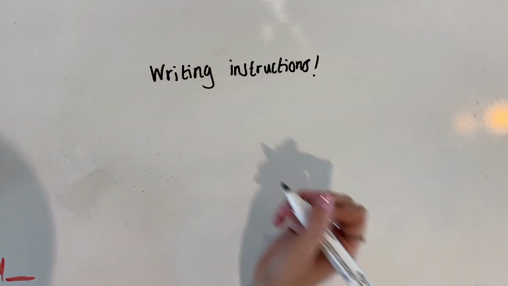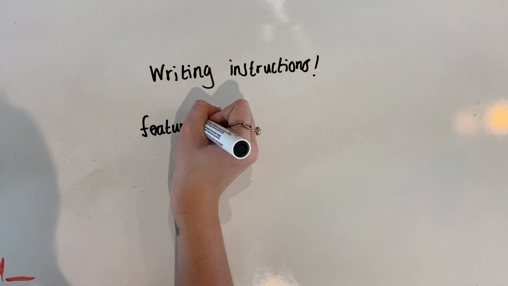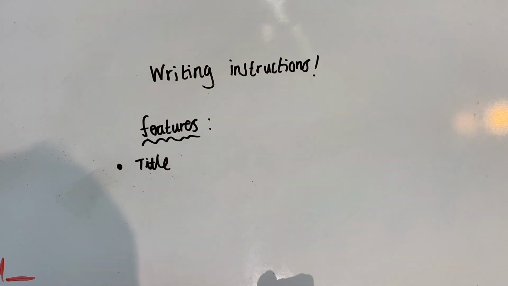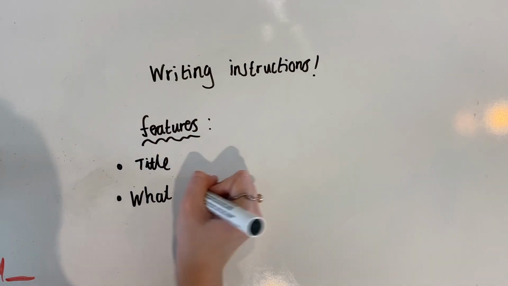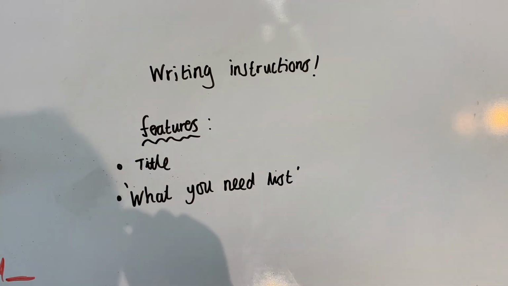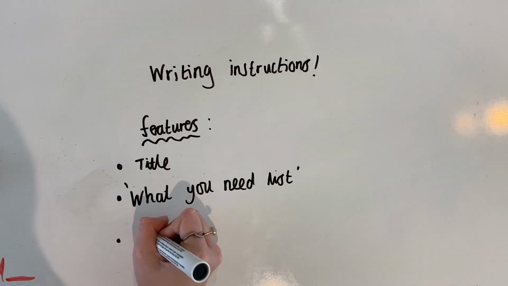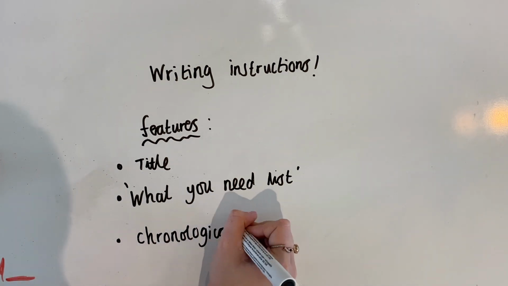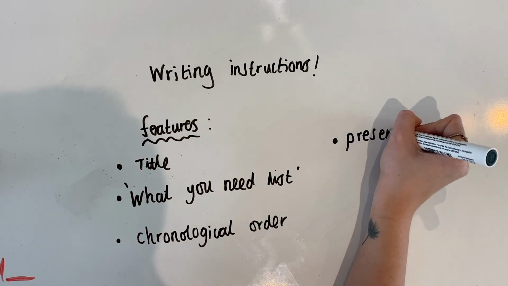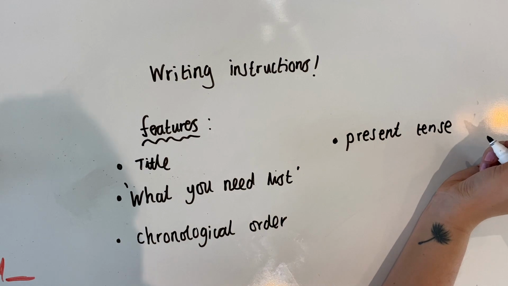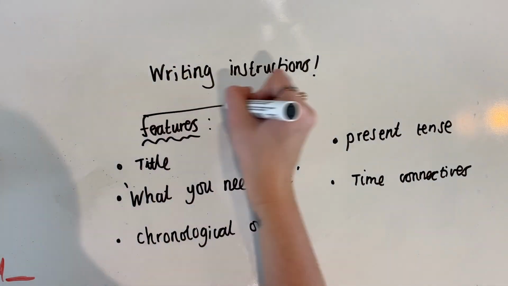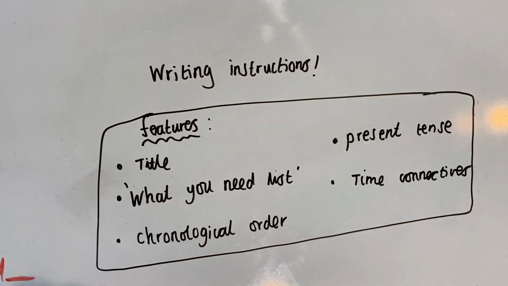that we need to include today. So the first key feature we need to include is a title. The next feature we need to include is what you need list, so like a resource list. We also need to make sure that our instructions are written in chronological order. This means that they need to be written in the order they happen in. Another feature is that our instructions need to be written in present tense. And lastly, we need to make sure we use time connectives.